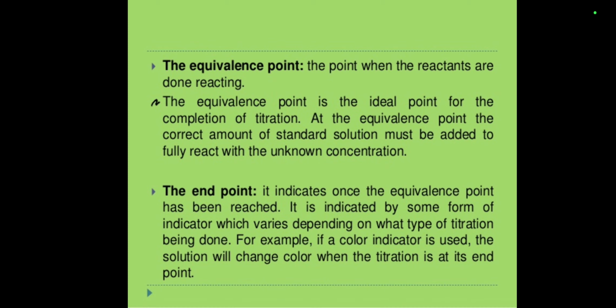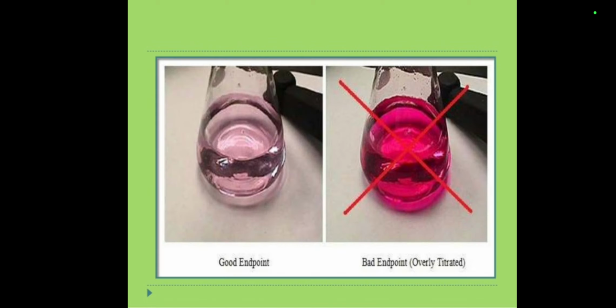To elaborate more about the endpoint, let's proceed to the illustration or picture. Here we can identify the good endpoint and the bad endpoint. For the good endpoint, as you can observe, there is a light color; it changed color. While in the bad endpoint, it became more concentrated, the color is darker. So this is the bad endpoint, this is the good endpoint. Okay? I hope you already understand what I'm saying. What is my point?